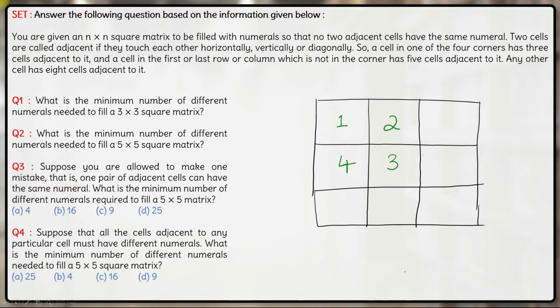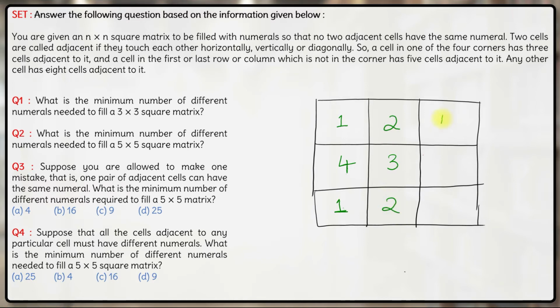Okay. Now let's look at this other corner cell. It is adjacent to 4 and 3, so it cannot have a 3 or a 4, but it can have a 1 or a 2. This cell is not adjacent to 1 or 2, so here we can repeat the number. We can put in a 1, because we have to minimize the number of numbers required. We want to repeat the numbers as much as possible. What about this cell? It is adjacent to 1, 4 and 3, but not adjacent to 2. So we can put in a 2 over here.